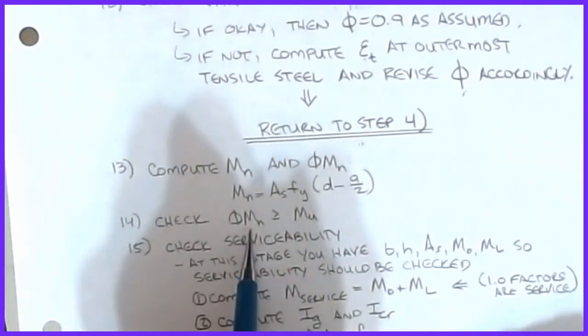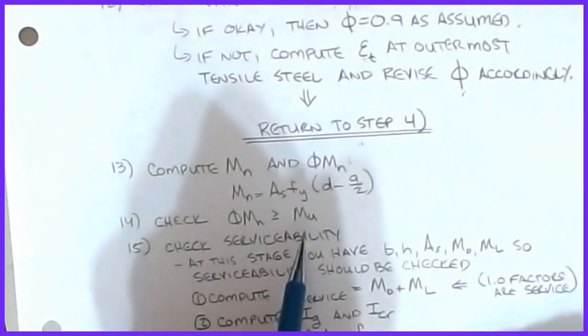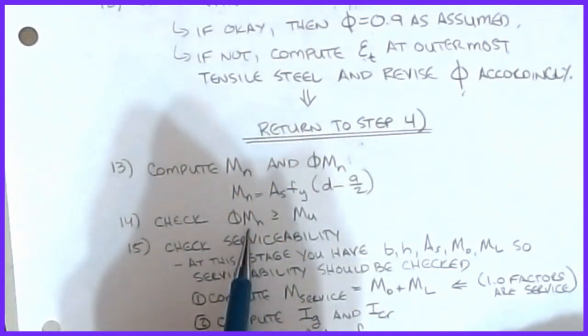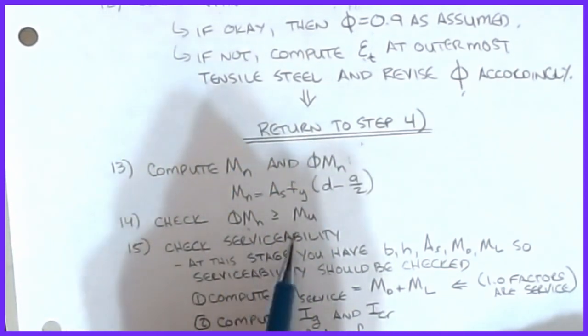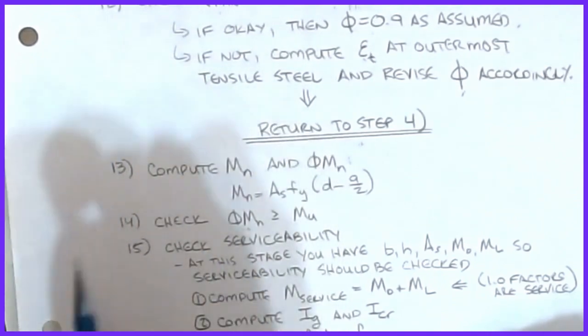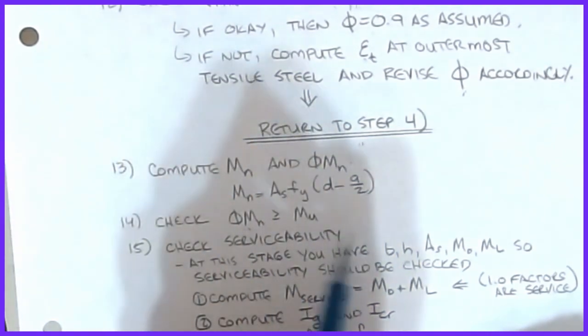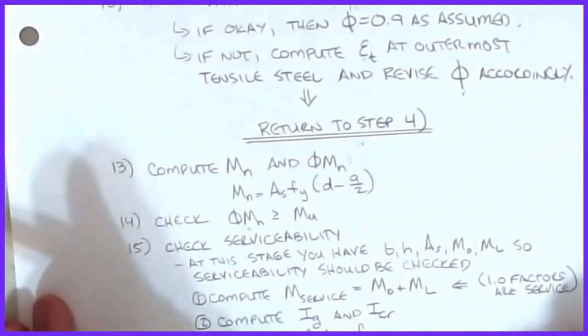Make sure that you're not too drastically oversized. 10, 15% isn't a problem. If you're double or triple what you actually need, you've been a little too conservative on your assumptions, and it's probably worth your while to go back and try to refine it a little bit.